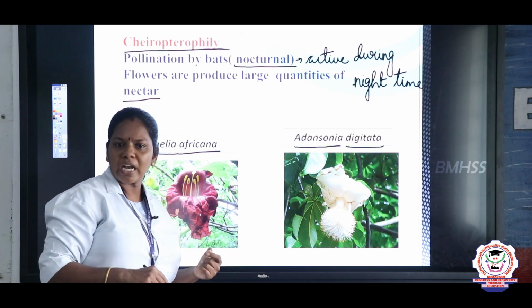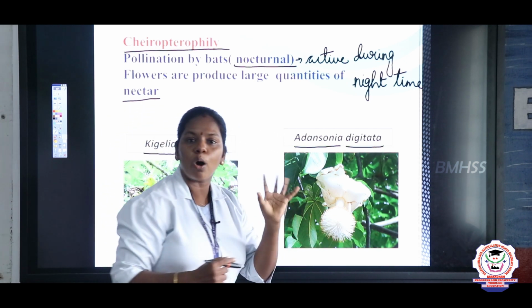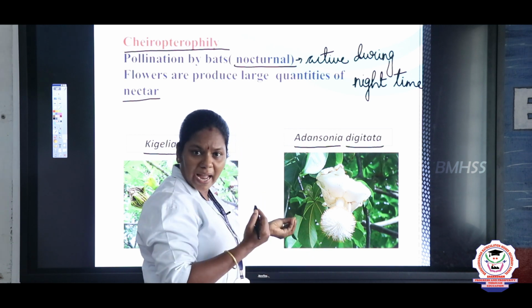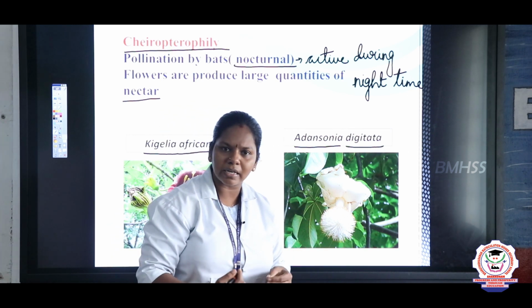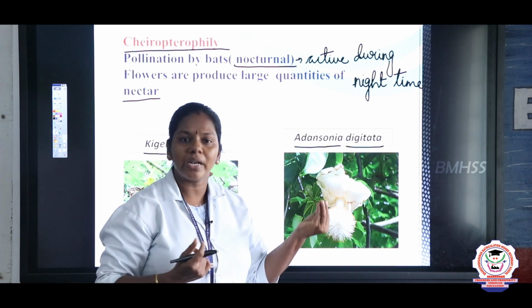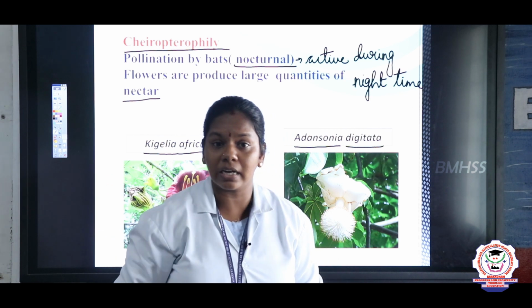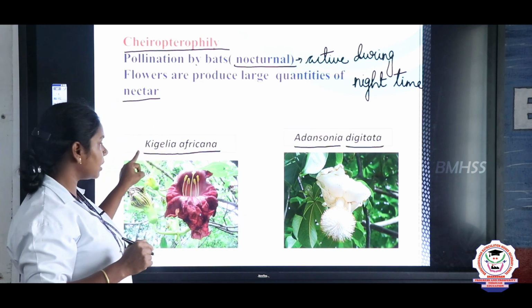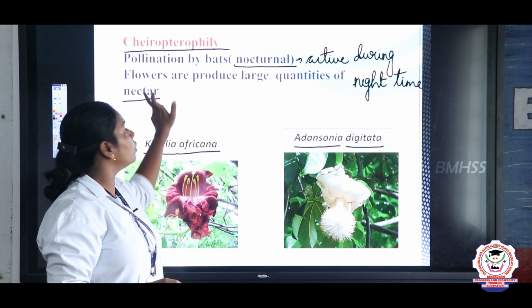So how do the bats pollinate these flowers? Let us see, children. In the plant Adansonia digitata, the stamen is like a ball. The bat holds this stamen ball and sucks the nectar from the flower. While sucking the nectar, the pollen grains get attached to the chest of the bat. When the bat approaches another flower for nectar, the pollen grains from the breast get attached to the stigma of the other flower. This is how pollination takes place through bats. So the two plants are Kigelia africana and Adansonia digitata, which undergo chiropterophily.